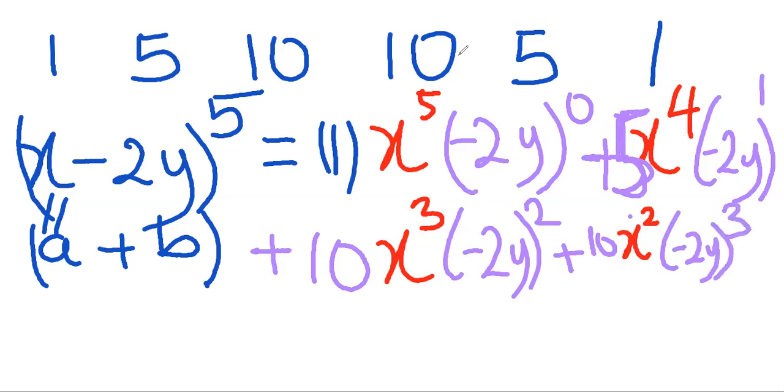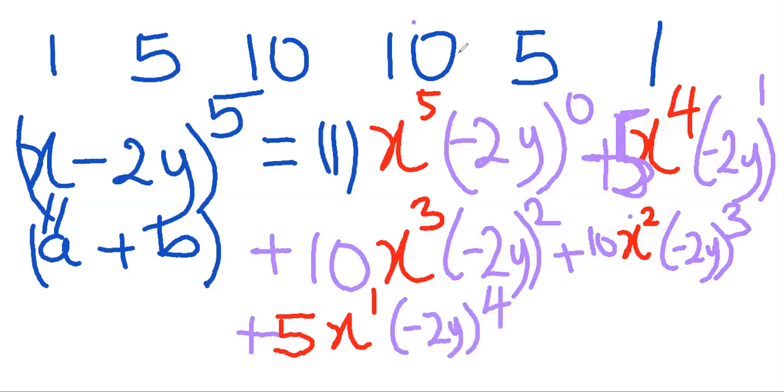Let's move forward now. The next thing we're going to have is x decreasing to 1. The coefficient is going to be 5. So you have x raised to power 1, and then minus 2y increasing to power 4. And finally, you have 1 as the coefficient.